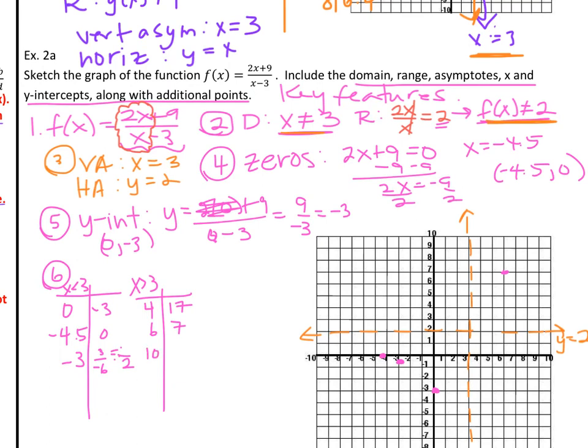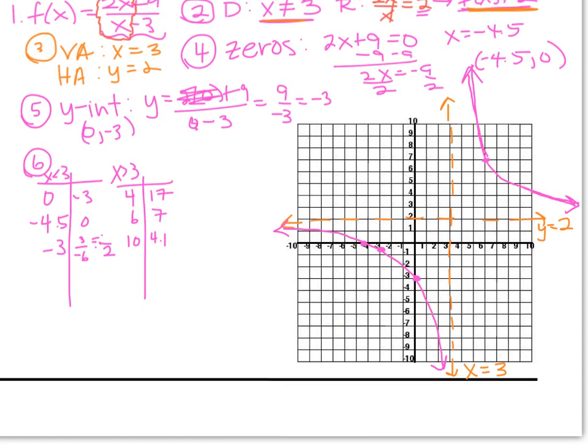If we do 10, 2 times 10 is 20, plus 9, 29. Divided by 10 minus 3 is 7. 29 divided by 7 is about 4.1. So if I go over to 10, up to 4.1. So notice we don't get a lot to work with over on that right-hand side. But let's see what we can do. Try your best to connect a smooth curve through the points that we graphed on our coordinate plane. Make sure to not cross over either of our vertical or horizontal asymptotes.